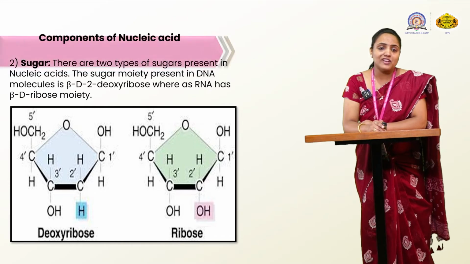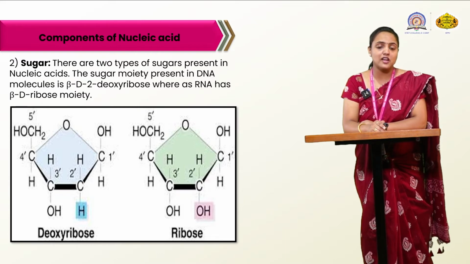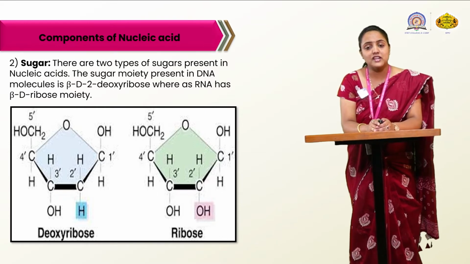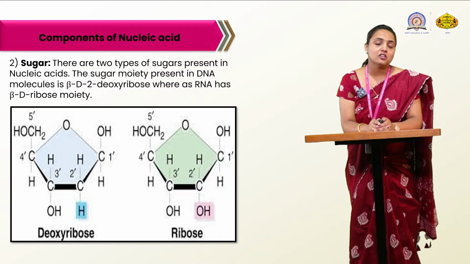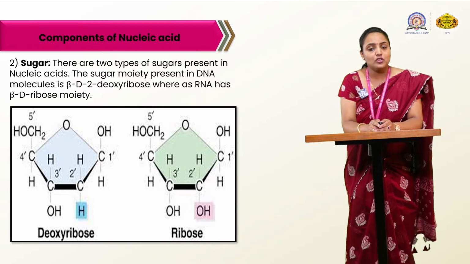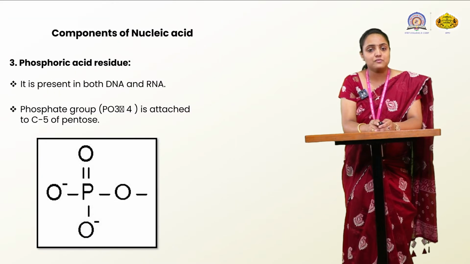The next component of nucleic acid is the sugar. We know that 2 types of sugar are present. One is ribose, and the second one is deoxyribose. The sugar moiety present in DNA molecules is beta-D-2-deoxyribose, whereas RNA has the beta-D-ribose moiety. You can see in the figure that at the 2nd position carbon of the deoxyribose, the oxygen group is absent. So it is deoxy, and the other one is ribose.